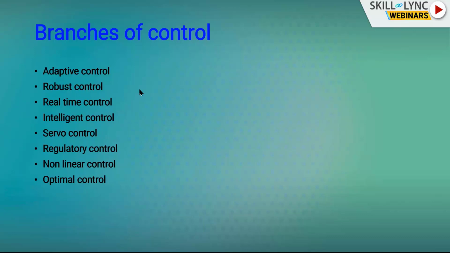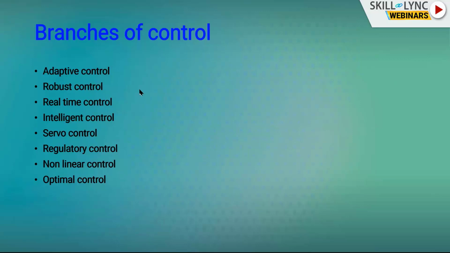Intelligent control is incorporating human intelligence into the control system. Examples for this one is fuzzy logic and neural networks. Fuzzy logic and neural networks, if you put into the intelligence of the controller, then we call that as intelligent control. Servo control means the input of the control continuously changes. That we call that as servo control. Whereas regulatory control, the input is constant or zero. So we call that type of control as regulatory control.